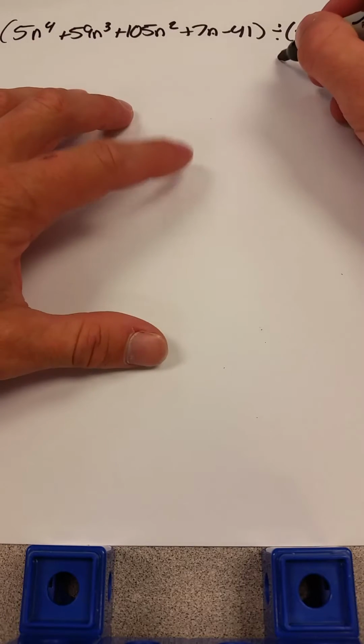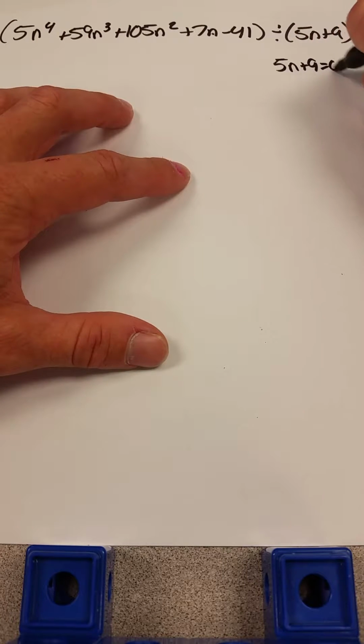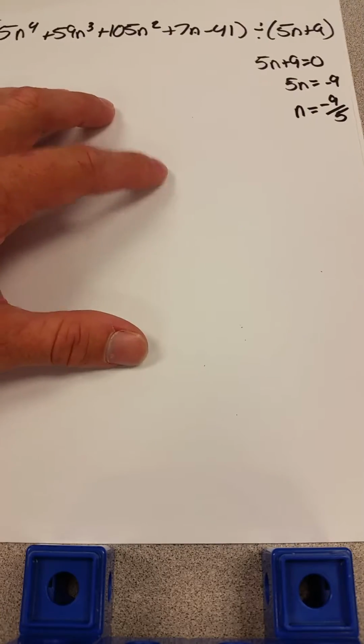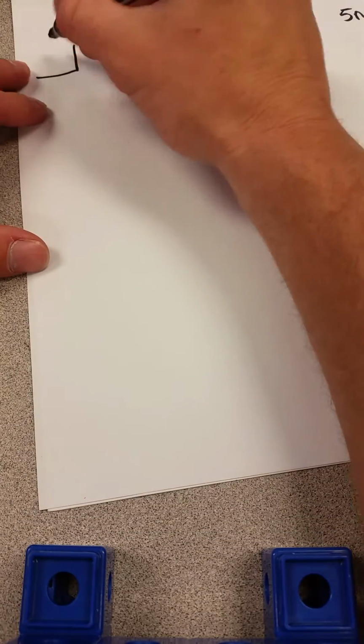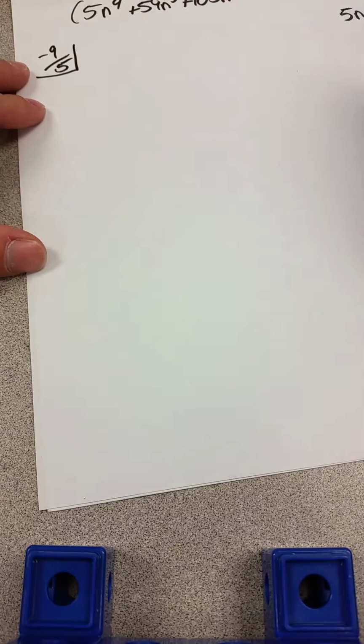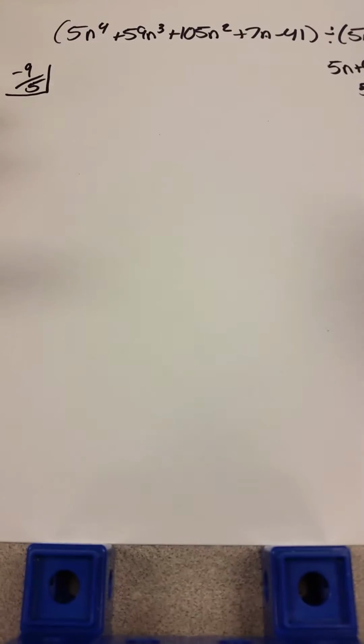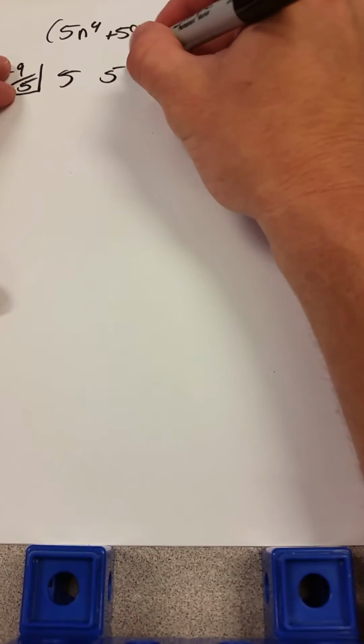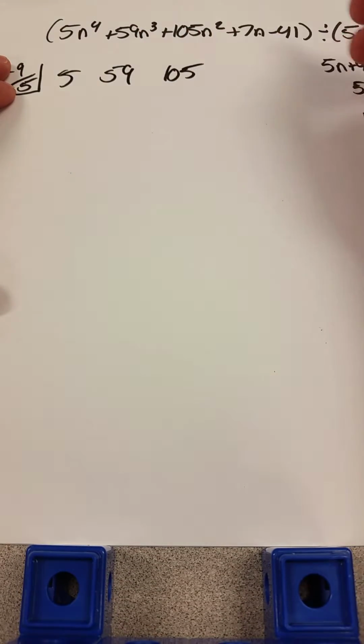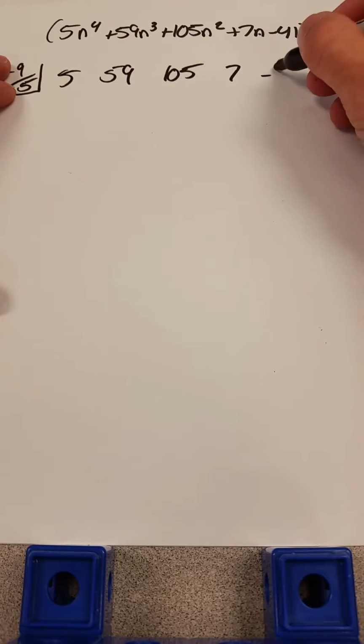All right, so we set 5n plus 9 equal to 0 and solve it. Subtract 9, so you get 5n equals negative 9. Divide by 5, n equals negative 9 over 5. That is the number that goes in the box. So negative 9 over 5. Check to make sure you're not missing any terms, because again, if you're missing terms, you have to put a 0 in its place. So 4, 3, 2, 1, constant. Everything's there. So 5, 59, 105, 7, negative 41.